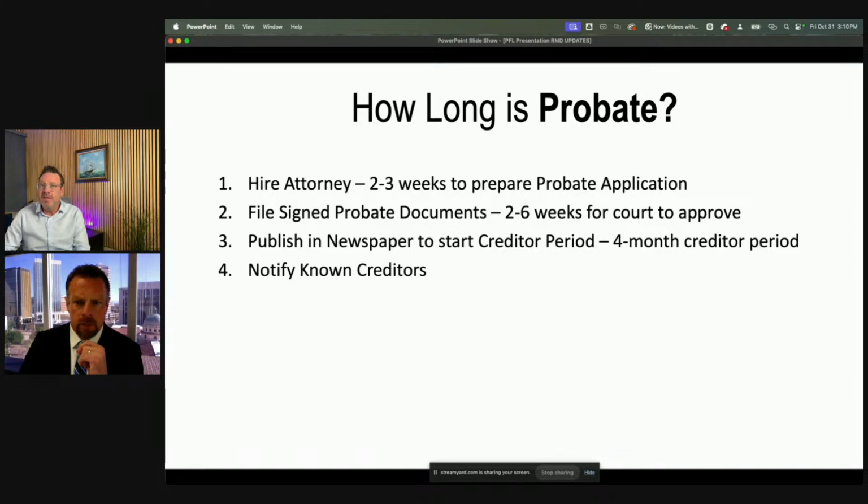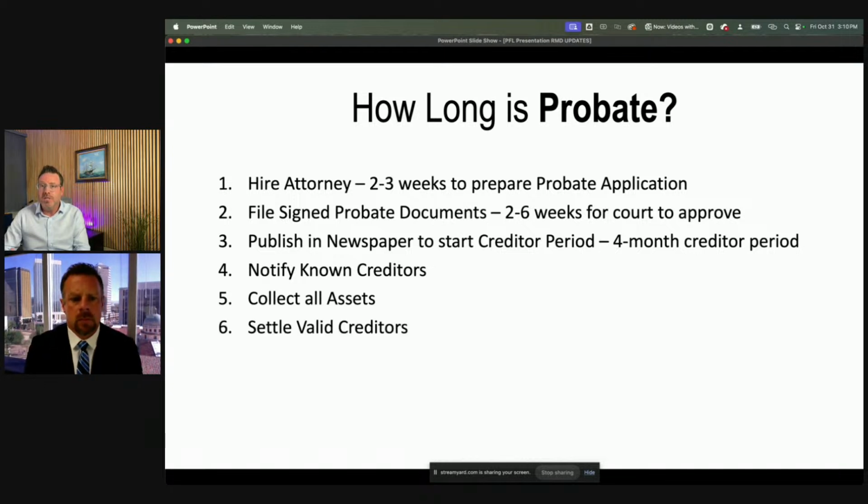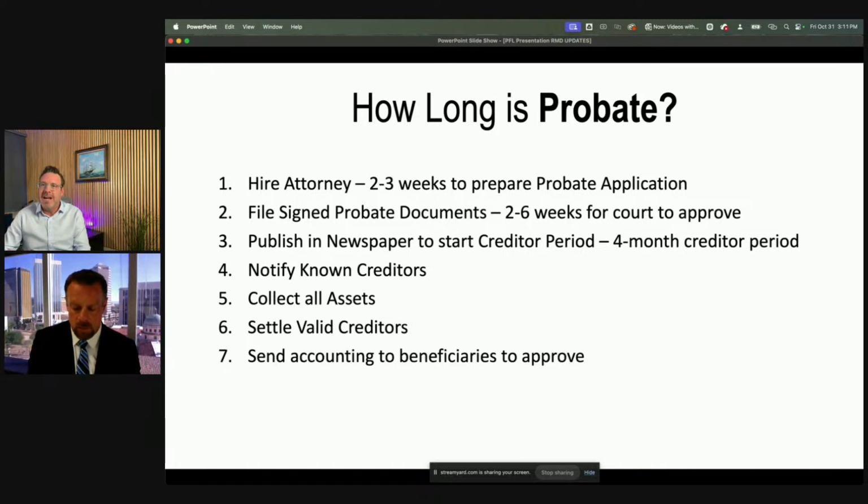Now, depending on the type of assets, if they're able to collect all the assets during that 4-month period, then we can close it right after that. But I have probates that have been open for years because we have things, they're trying to sell some real estate still, or there's weird assets that can take time. But if everything's pretty straightforward and we get the house sold right away, if there is one, I usually tell people about 9 to 12 months. 9 to 12. Okay.